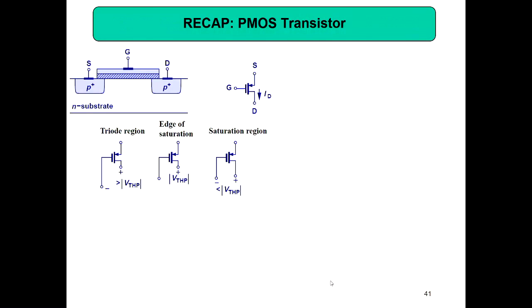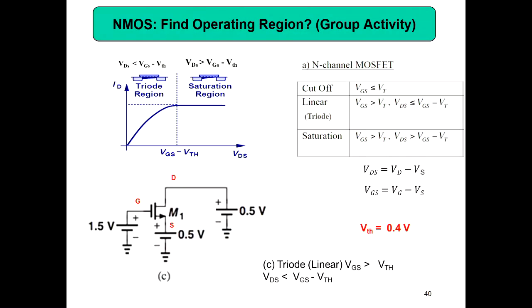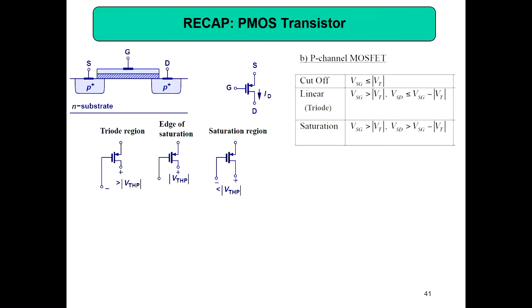So PMOS, we already learned PMOS transistors. For the NMOS, I have written the equation here. For the PMOS, to reduce the complexity, just take the magnitude. So you use the same equations, but only take the magnitude. See, here I put the magnitude of VT. Here I will put the magnitude of VT. Then it is easy to find out whether it is operating in the triode region, the saturation region, or the edge of saturation.